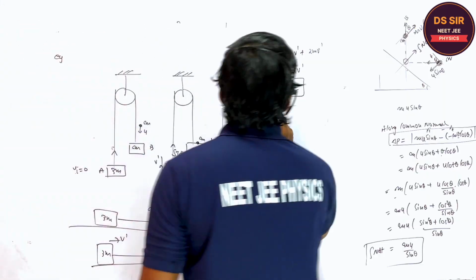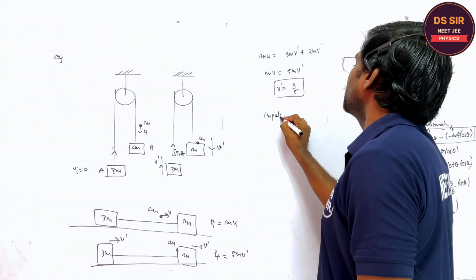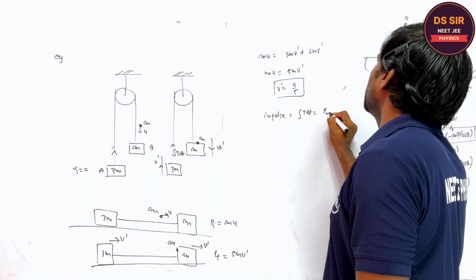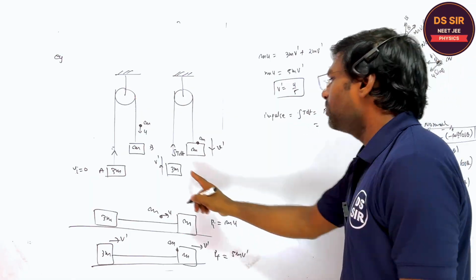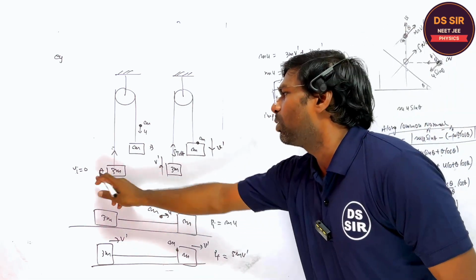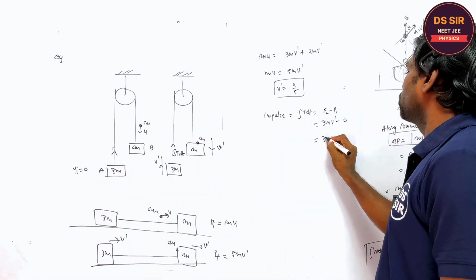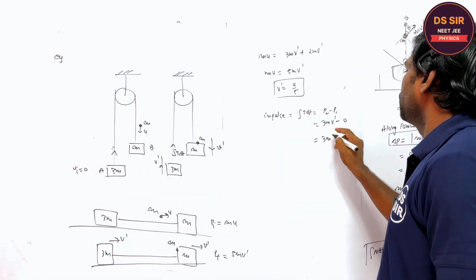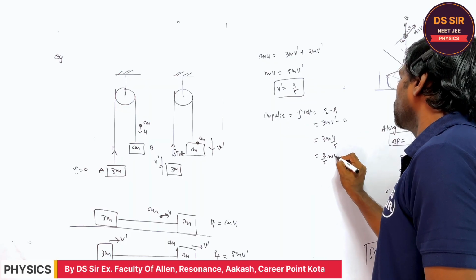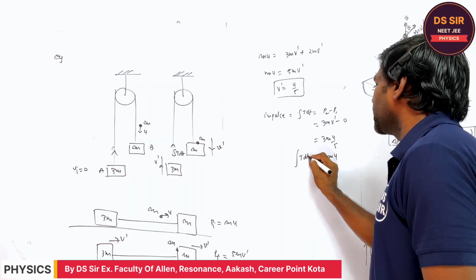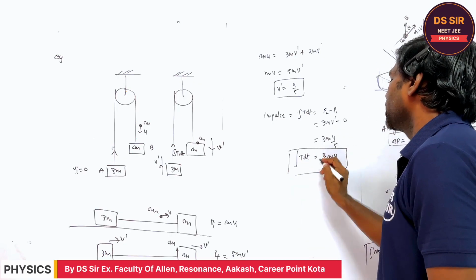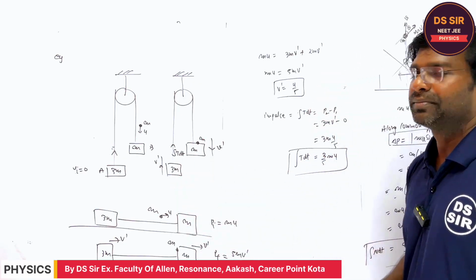So what is the impulse? Impulse is nothing but T dt is equal to change in momentum. So what is the final momentum? Say 3m into v dash. What is the initial momentum? Say 0. So 3m into v dash. And what is the v dash? Say u by 5. So 3 by 5 mu is the impulse imparted by the tension to this ball. Is it clear or not?